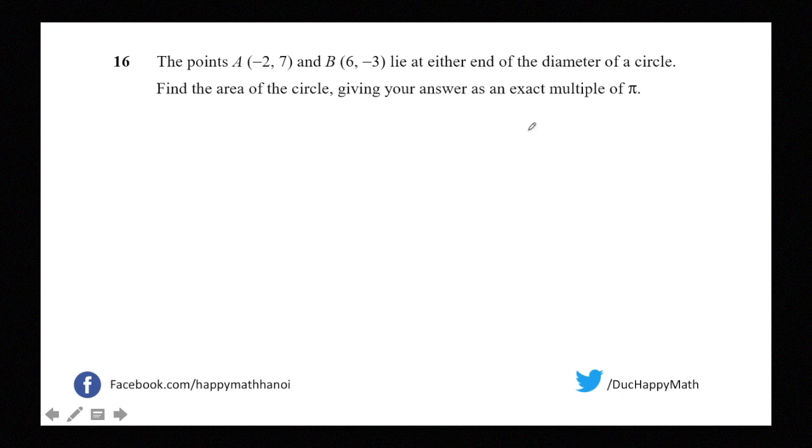The points A and B lie at either end of the diameter of the circle. Give the area of the circle, with your answer as an exact multiple of pi. Okay, the formula to calculate the area of a circle is pi r squared. So you have to find r, the radius, which equals the diameter divided by 2. The distance of A and B is the diameter. So first, you have to find the diameter, which means you have to calculate the length of AB.